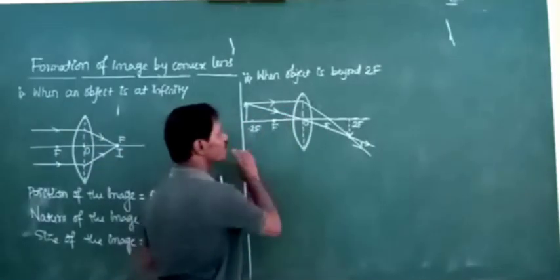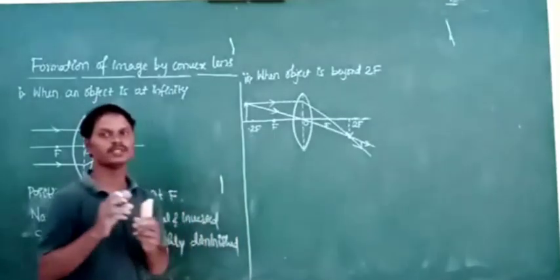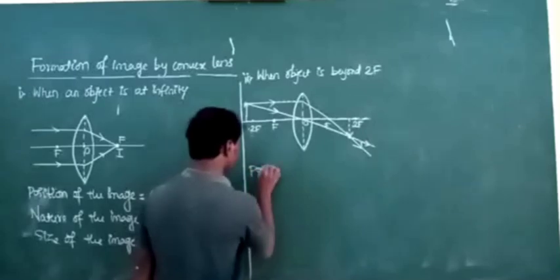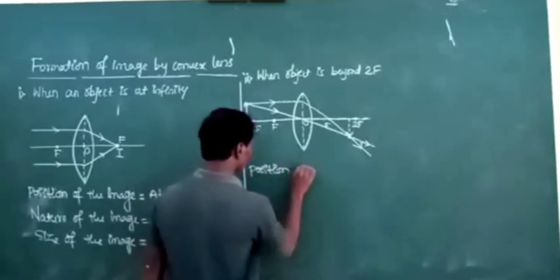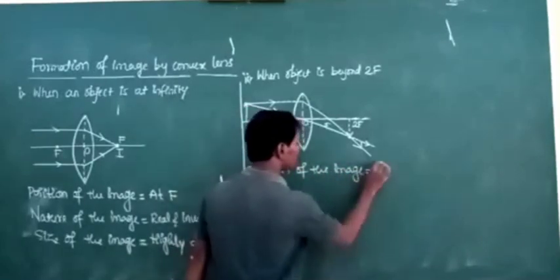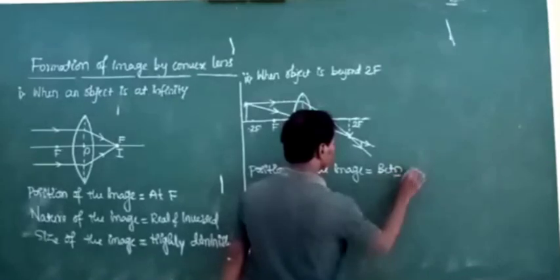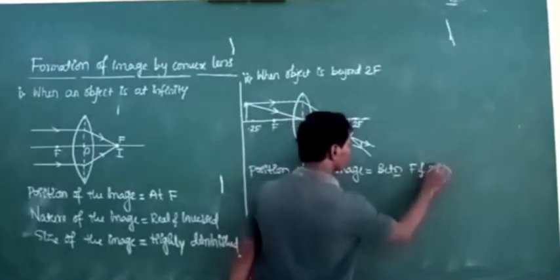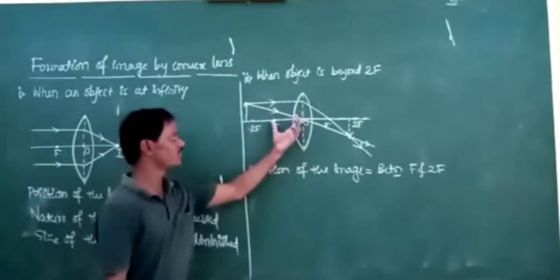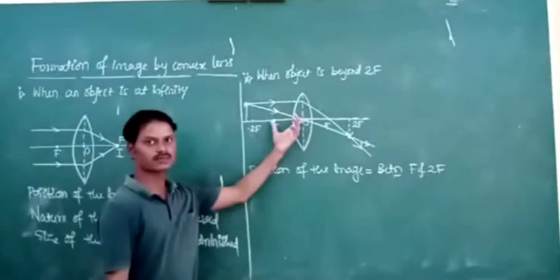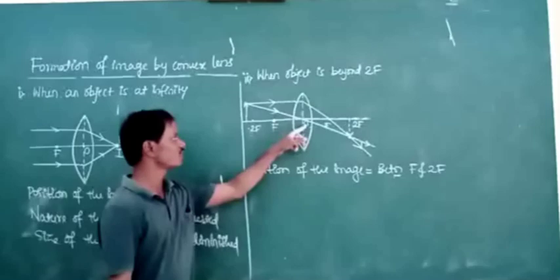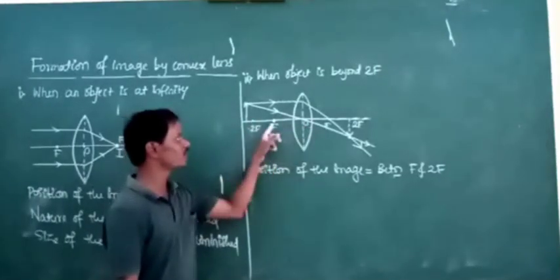So minimum how many rays are required to get the image of the object here? Minimum 2 rays. Then what is the position of the image? The position of the image is between F and 2F. See here, suppose F is at a distance of 2 cm, then 2F is at a distance of 4 cm, because 2FO is 2 times FO.